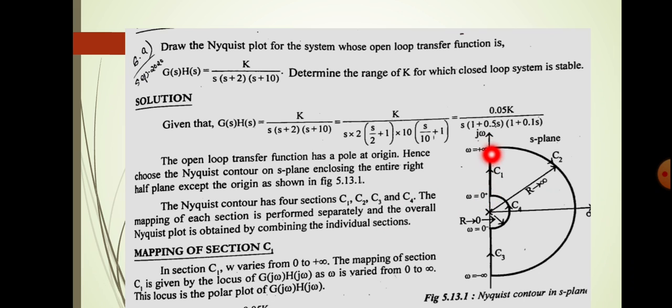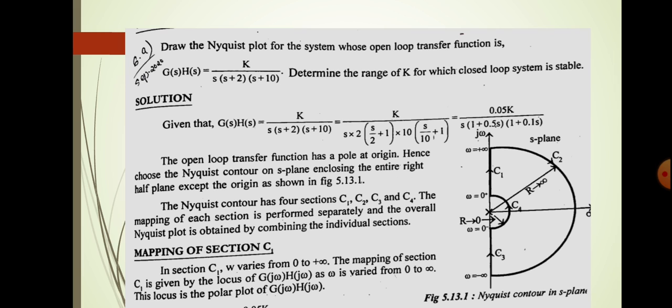Therefore first of all we have to map this section, so for that we take this equation G(s)H(s), and we replace this s by j omega, so that we get G(j omega) H(j omega). And in the case of G(j omega) and H(j omega), omega varies from 0 to plus infinity. So we should draw the G(j omega)H(j omega) curve. For that we can either substitute different values of omega into G(j omega)H(j omega).